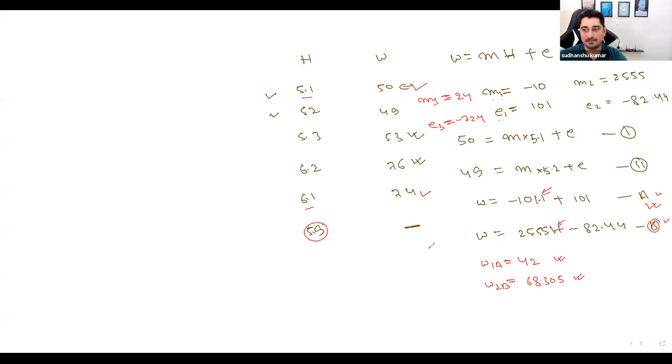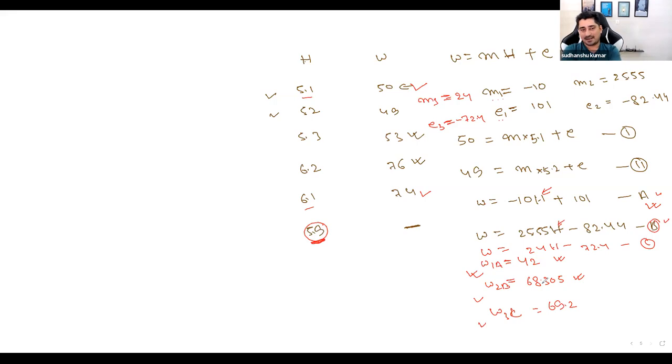Now, with respect to this combination, let's suppose I form another equation: 24H minus 72.4. This is equation number C. Now give me W3 for C. What is the value? 69.2. Most of you are saying 69.2, right? So for the same height, we are able to predict three weights. Now tell me which one we are supposed to select. The input is 5.9, but we are able to predict three different weights.